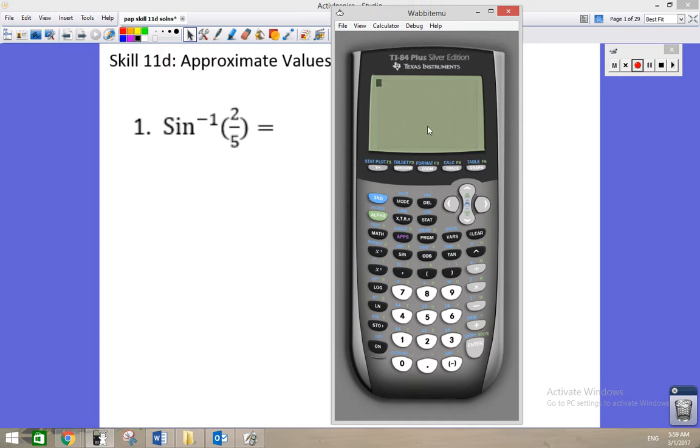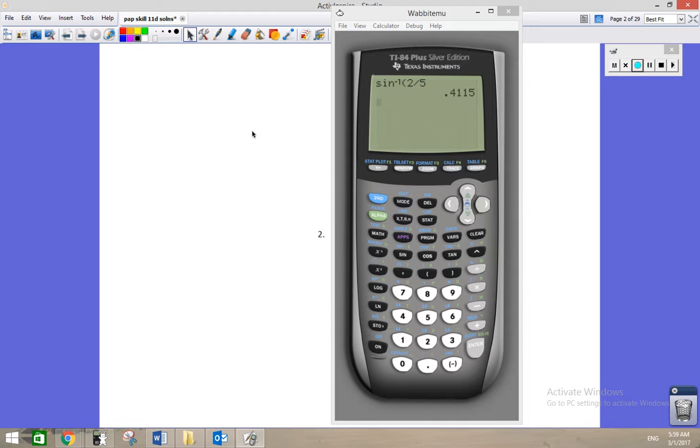So my answer for number one, take the inverse sine of 2/5. And there's my angle measure in radians for number one. All right, let's go on to number two.